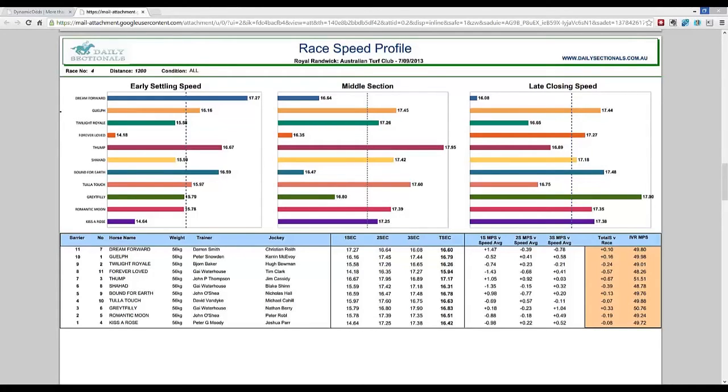It's somewhat like a speed map in terms of early settling, but it's based on the IVR data and the metres per second, and then we run through mid-race and also the late closing speed. And there can be some really good value if you know how to use this, so we thought we'd get Vince on to explain what he looks for and basically how to use these race speed profiles.